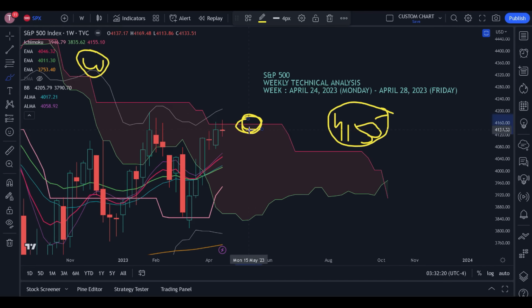The upper band of the Ichimoku is 4155, and if you know the technicals, then the boundaries or bands of the Ichimoku themselves act as support and resistance levels. For example, S&P 500 closed here just by $1 below the lower band of the Ichimoku on the weekly chart.